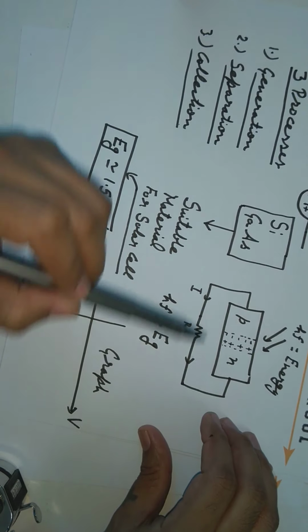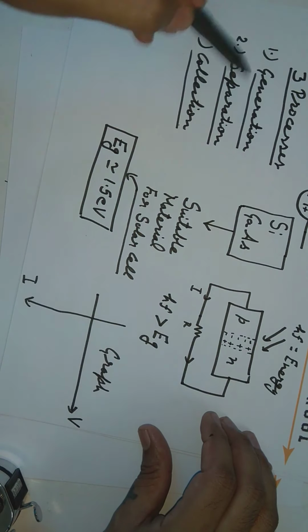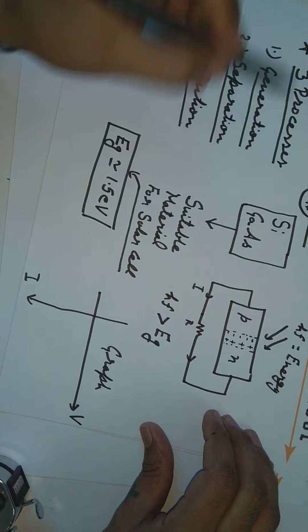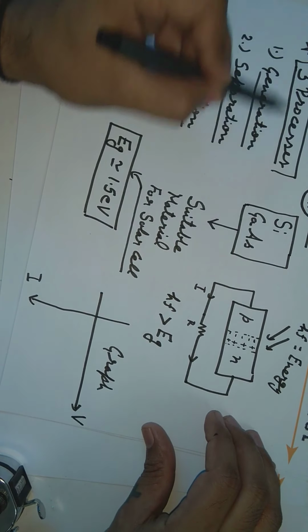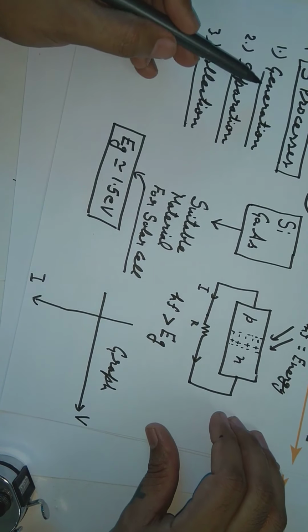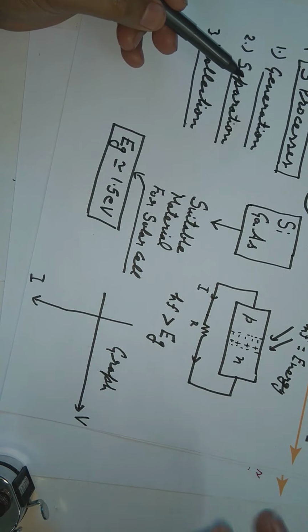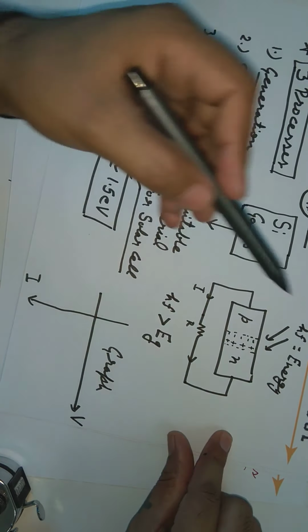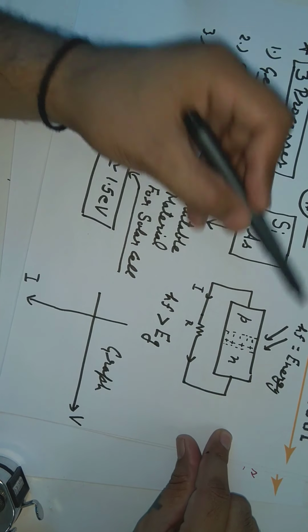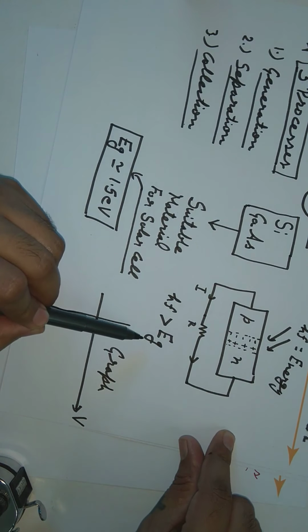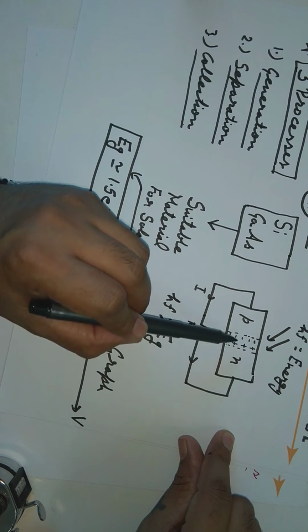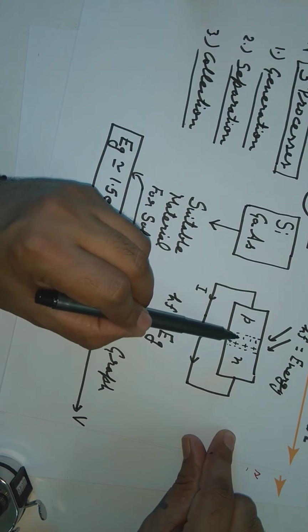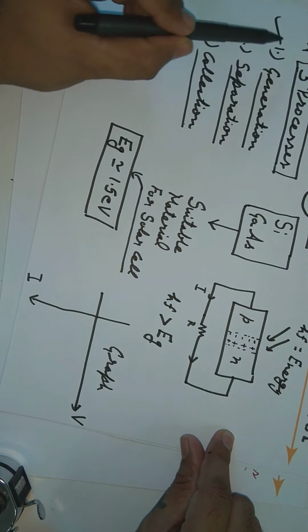This solar cell is described with the help of three processes. First is generation. Generation means generation of an electron and hole pair. As I already told you, if the energy of the photon is greater than the energy band gap, then a hole and a conduction electron will be generated. This is the first step, generation.